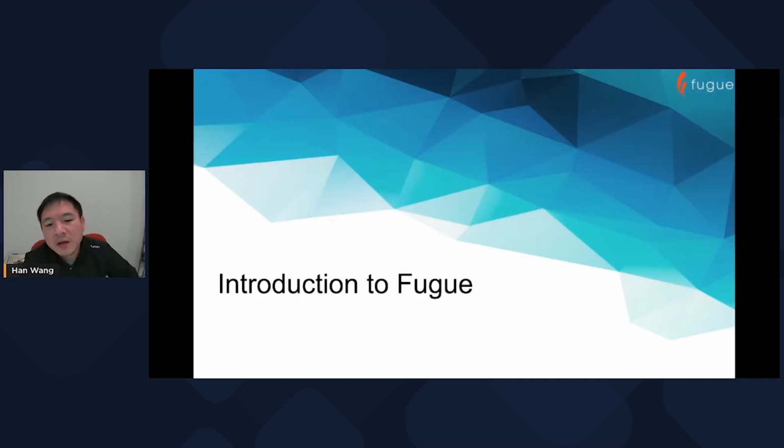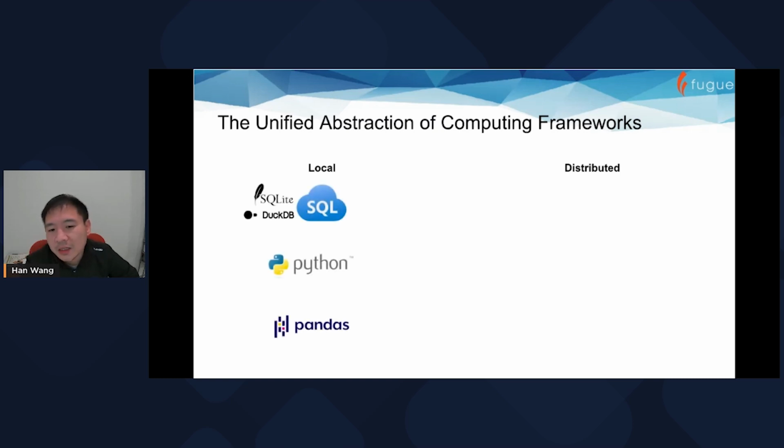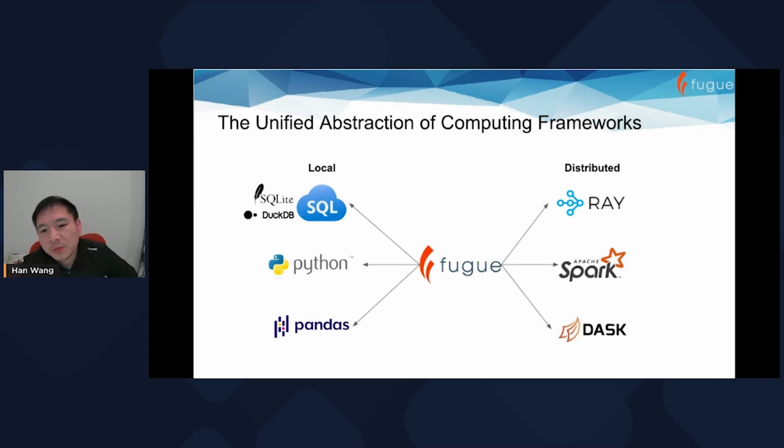Okay, so now let's talk about Fugue. So Fugue is a unified abstraction of computing frameworks. As we know, on the local side, we have SQLite, DuckDB, Python, Pandas as our computing engine. On the distributed side, we have Spark, Dask, and Ray. So Fugue is a bridge between the local system and distributed system. It is an abstraction layer.